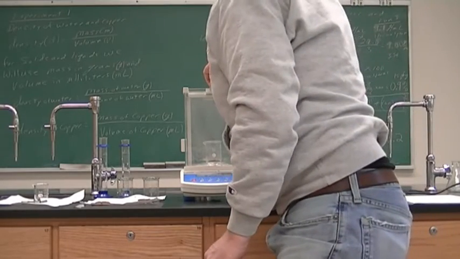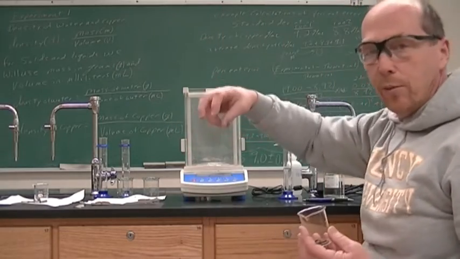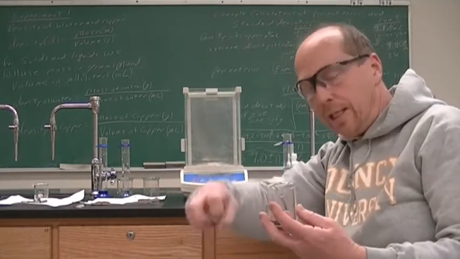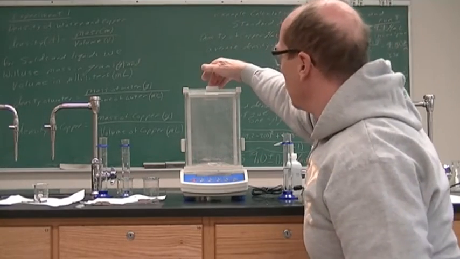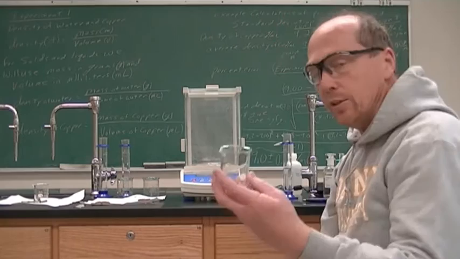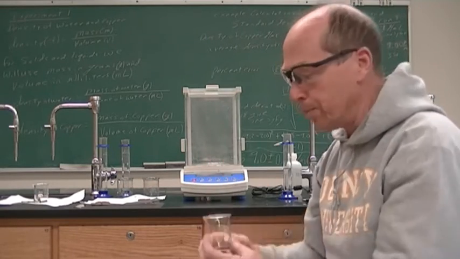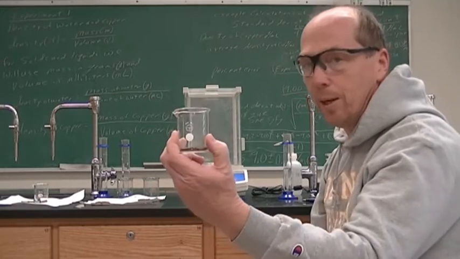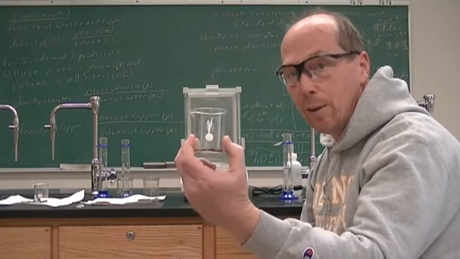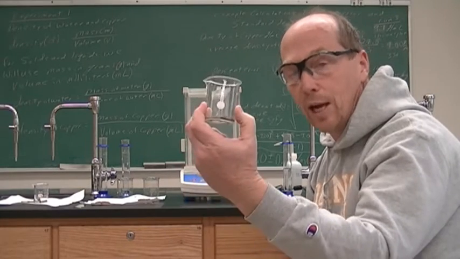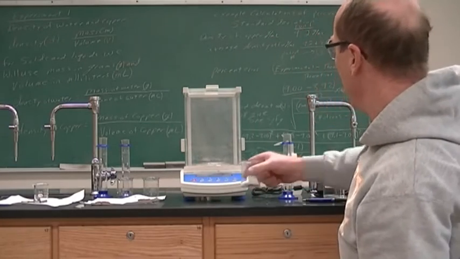Alright, so again, I don't want to put the copper pennies directly on the balance. I would have to push down on the balance in order to get my fingers underneath the pennies and pick them off, and that's going to damage this very sensitive balance. And so I had to put them in some sort of container, and I decided to go with a beaker. Alright, so again, I don't have the mass of the pennies by themselves. I have the mass of the beaker empty, and now I have the mass of the beaker and the pennies.